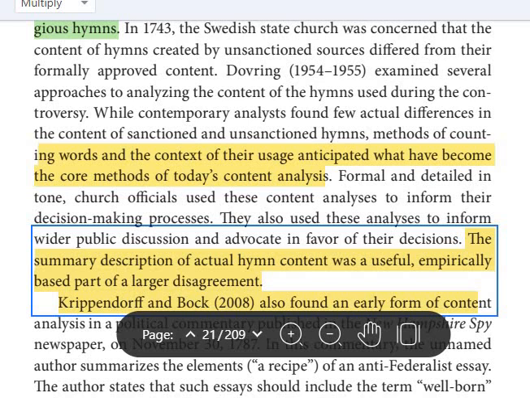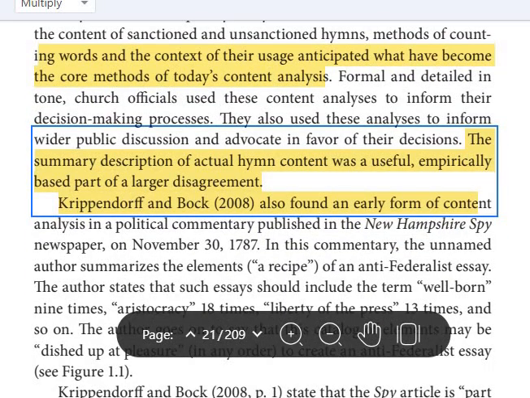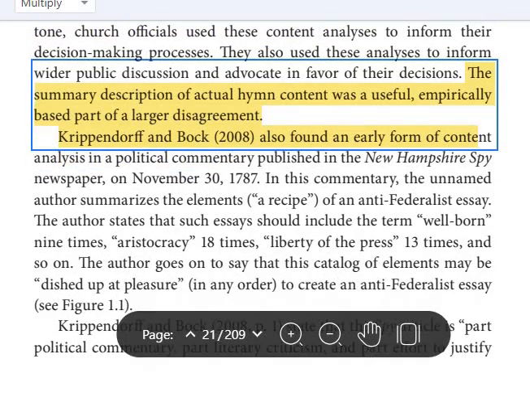And we should say that Krippendorf and Bach also found an early form of content analysis in a political commentary published in the New Hampshire Spy newspaper in November 1787. So this is another case where content analysis was first used, in an early form, in politics. How was that? It was used in the New Hampshire Spy newspaper.